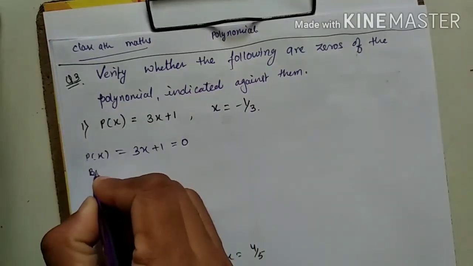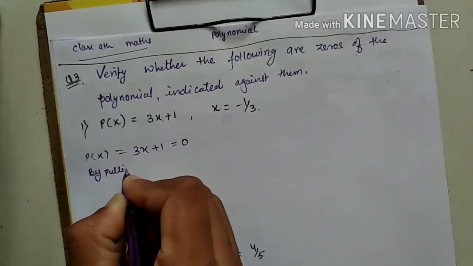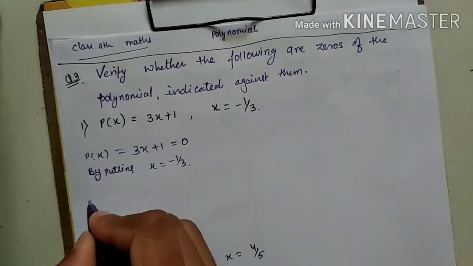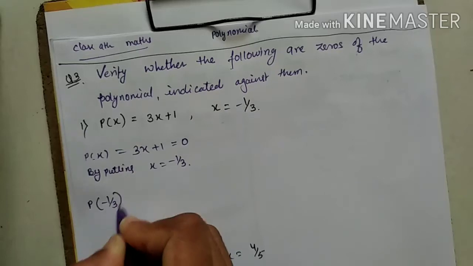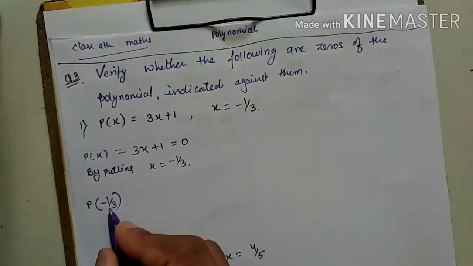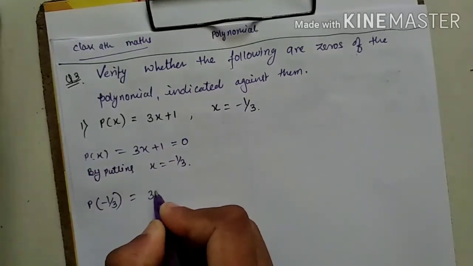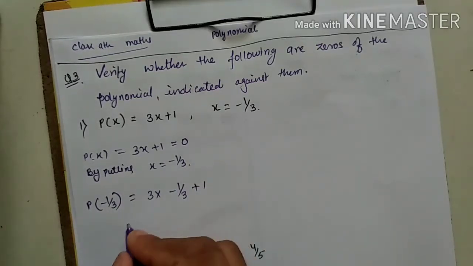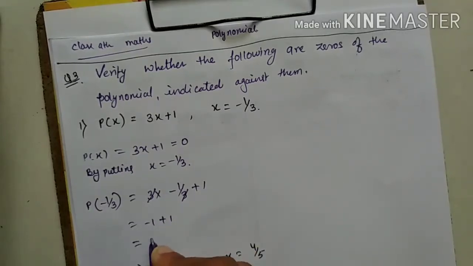So by putting x equals to 1 by 3, so P of 1 by 3. Why is x replaced here? Because I am putting this value. So 3 into minus 1 by 3 plus 1. Solve it. 3 cancels with 3. Minus 1 plus 1 becomes 0.